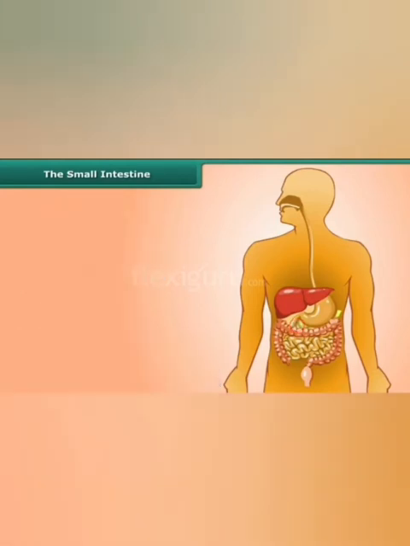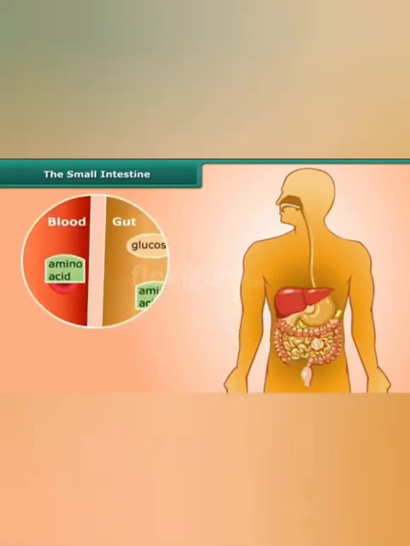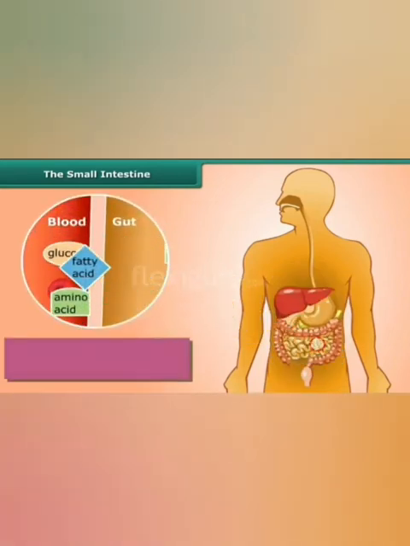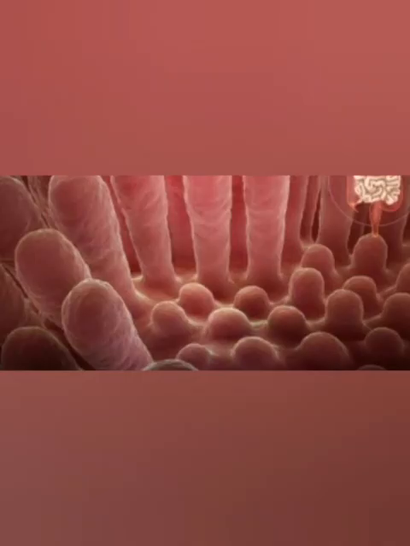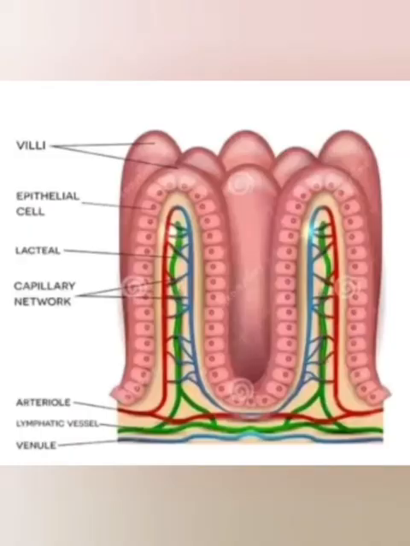Now, the digested food passes into the bloodstream. This process is called absorption. In the small intestine, there are finger-like projections called villi. These villi are richly supplied with blood vessels and they increase the surface area for greater absorption of food.